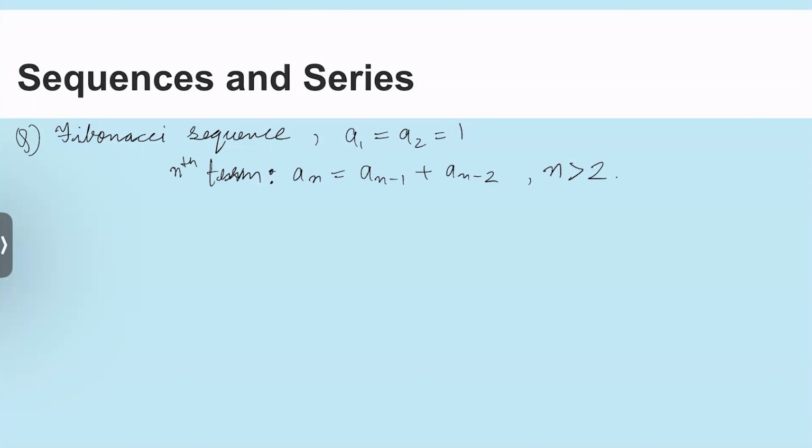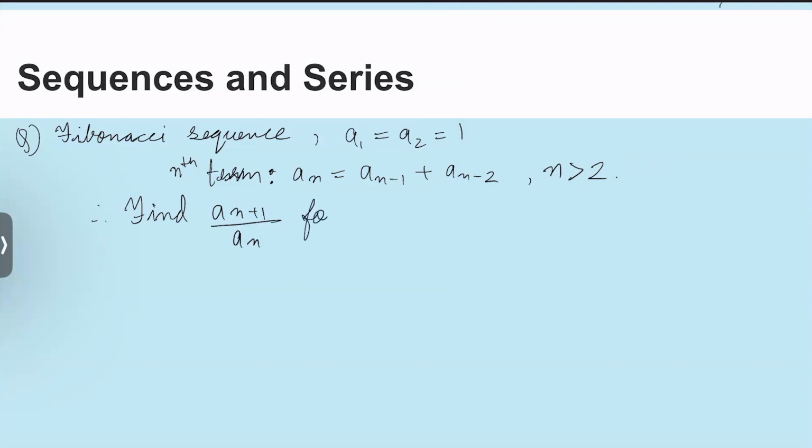So we will try to find a(n+1) by an for n going from 1 to 7. Okay, so now we have the Fibonacci sequence as the base. We have the first two terms and we also have how we can find any nth term. And using these numbers in the sequence, for every different value of n, we have to evaluate a(n+1) divided by an. Okay, so the result for those.